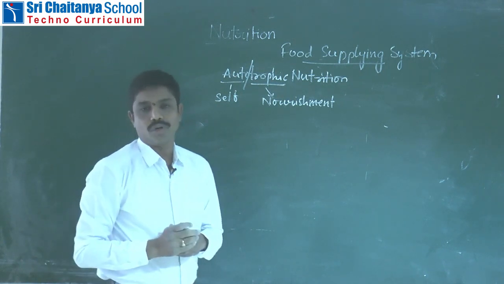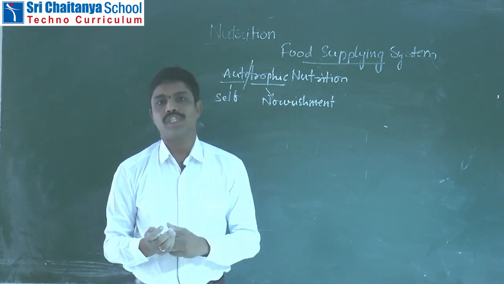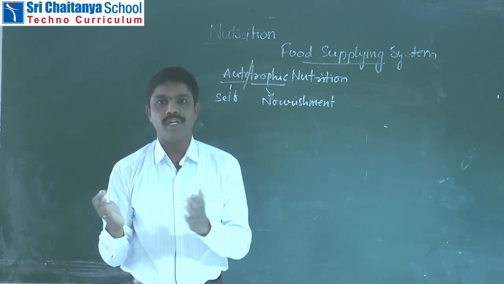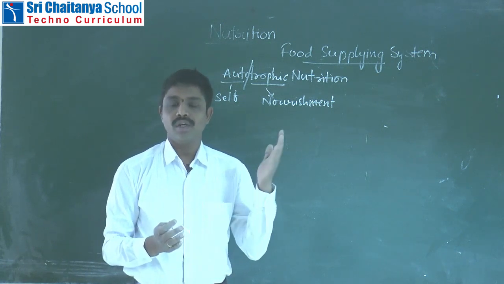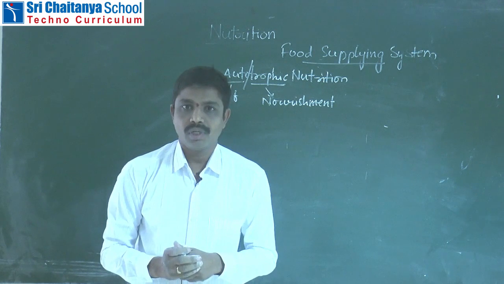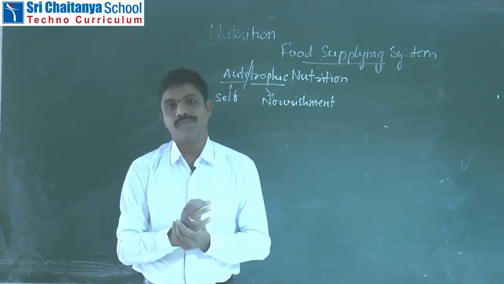Plants are autotrophs. Plants obtain their own food by the process of photosynthesis. They obtain water and minerals from the soil and carbon dioxide from the atmosphere. So by using light energy, they prepare their own food.